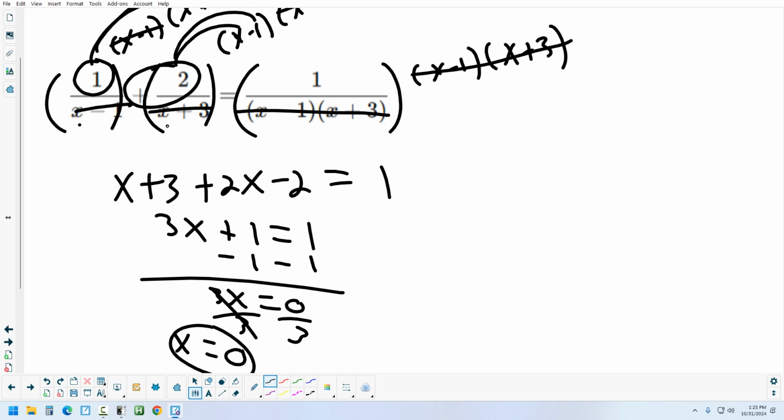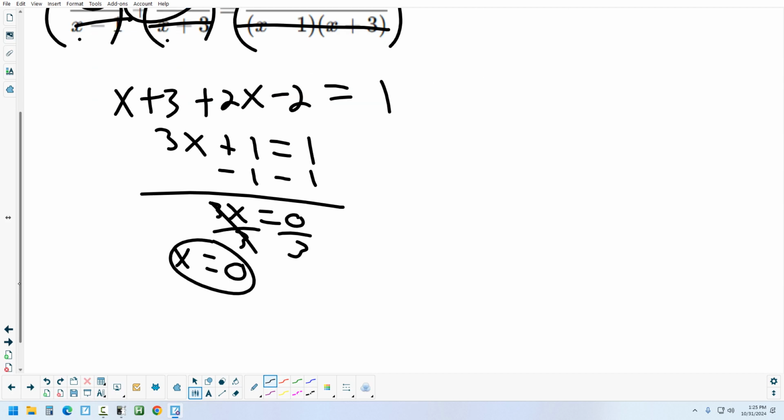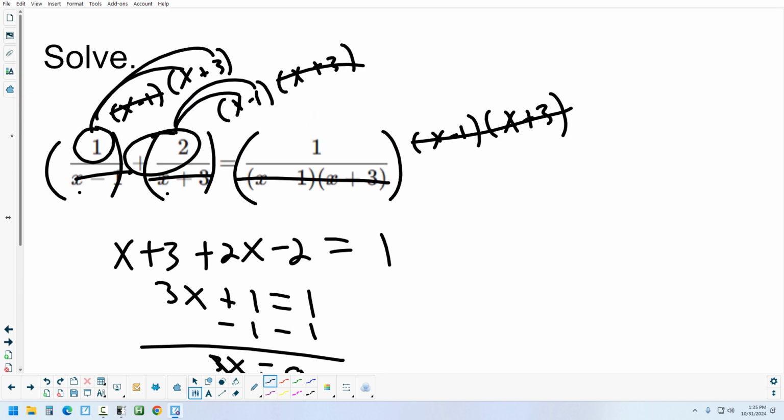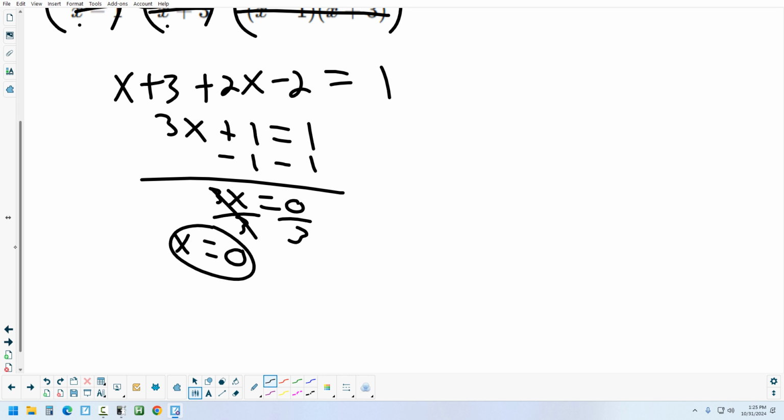If you made a mistake, like you did 3 minus 2 and you wrote 2, well then yeah, I would be wrong. Why is it not 0 over 3? Why is it just 0? To simplify, 0 divided by 3 is 0. Okay. So again, just one answer.